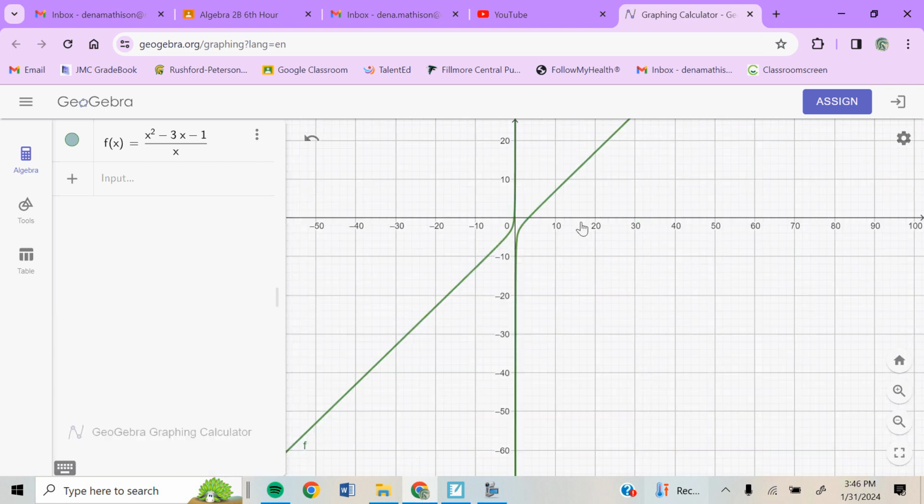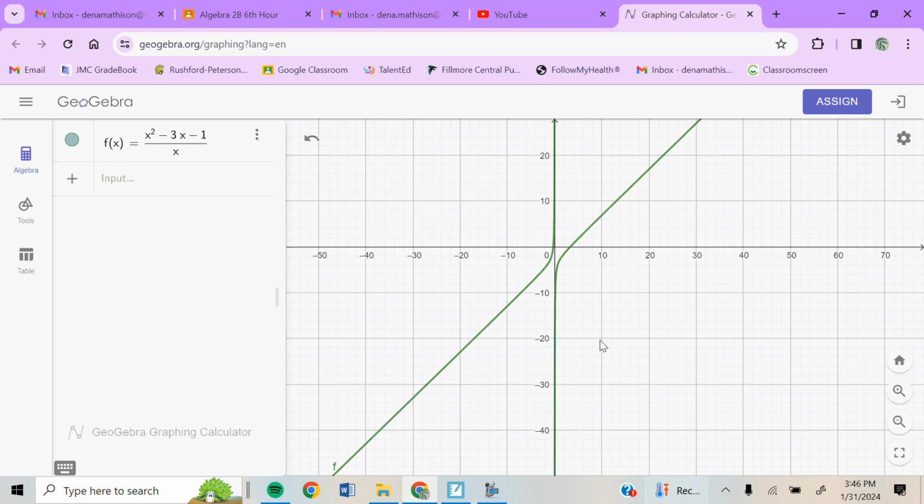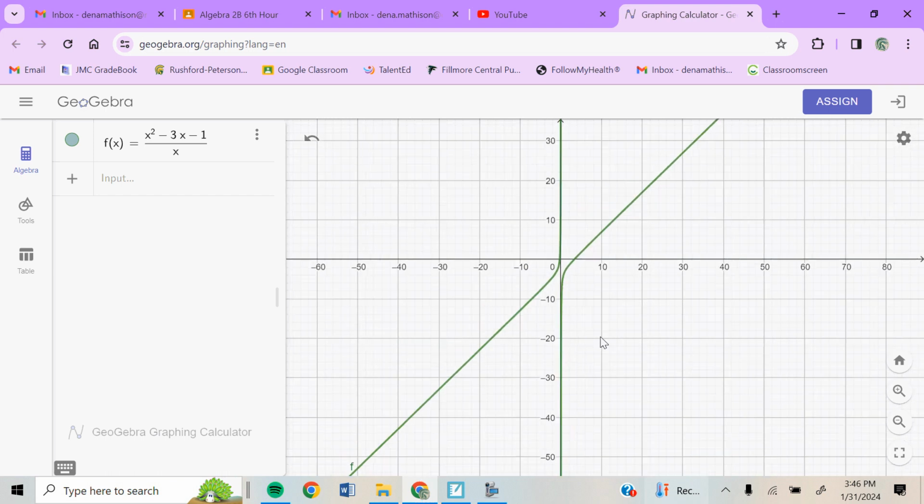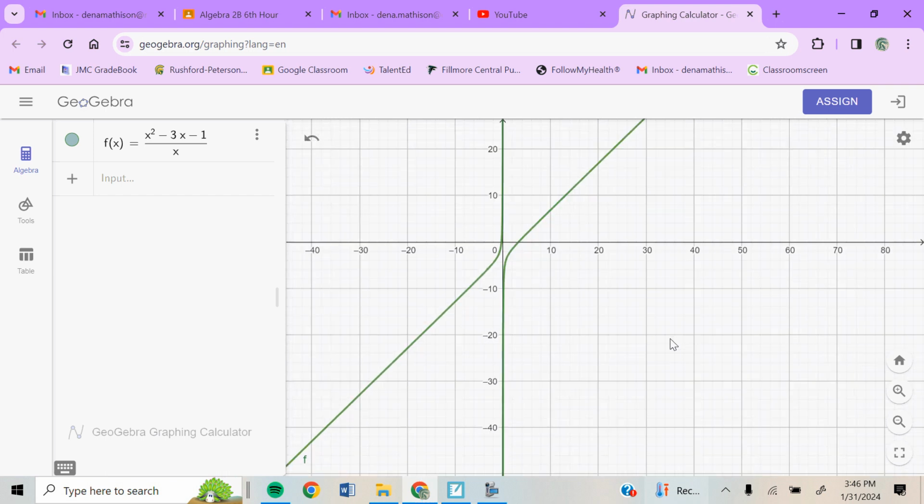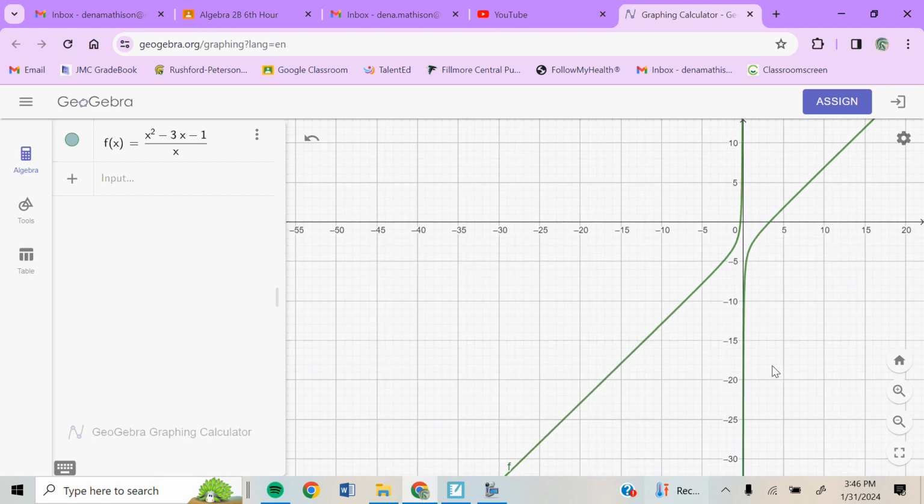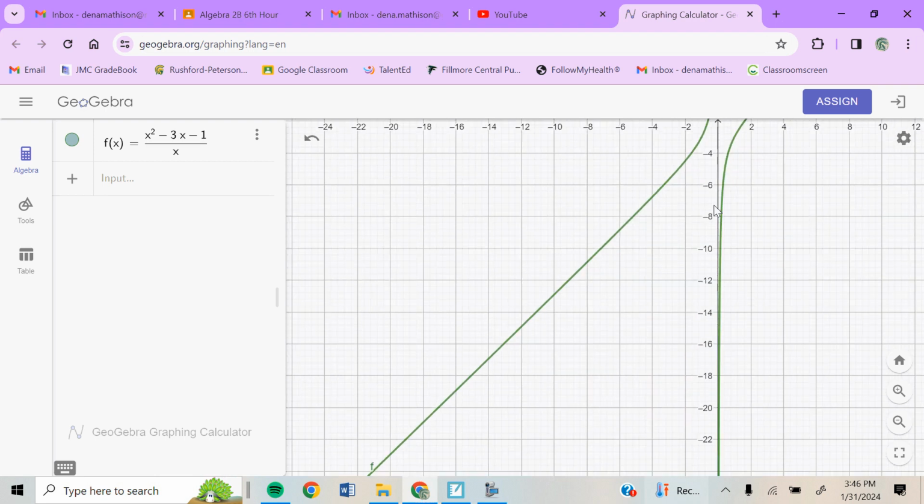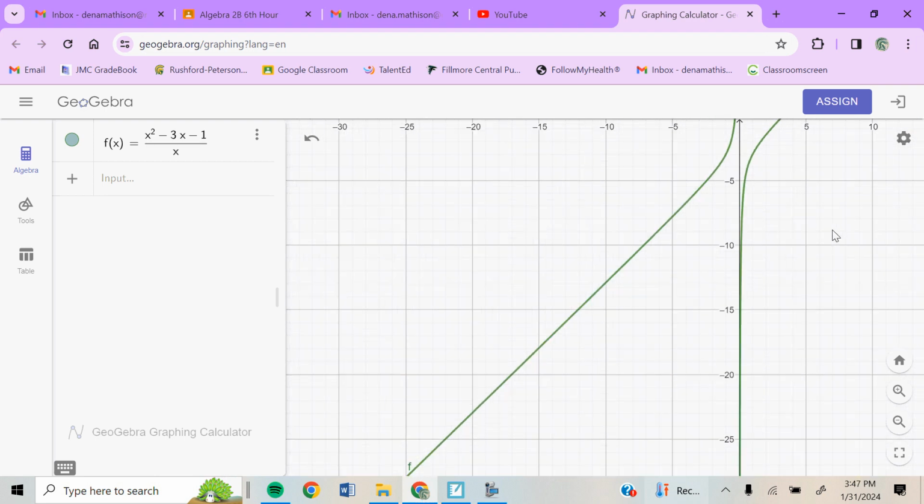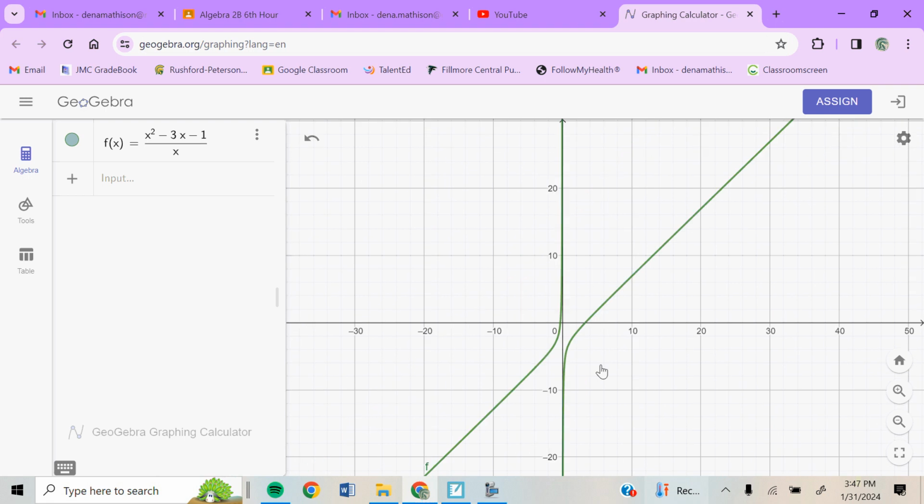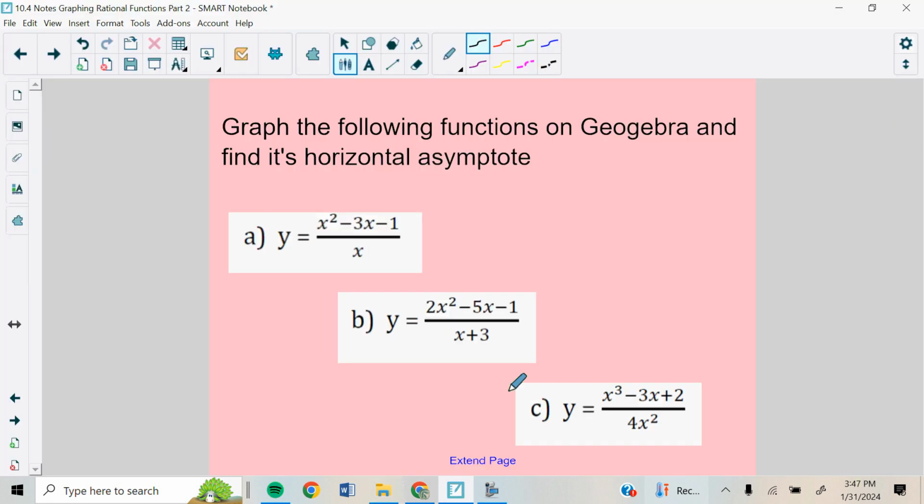So if I look at it, bring it over a little bit more, notice there's no horizontal asymptote for this problem. I do have a vertical asymptote at 0, but I have no horizontal asymptote for this problem. Okay, you got 2 more. I want you to put both of those in and see what happens.